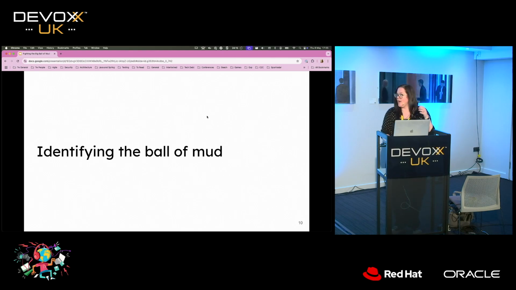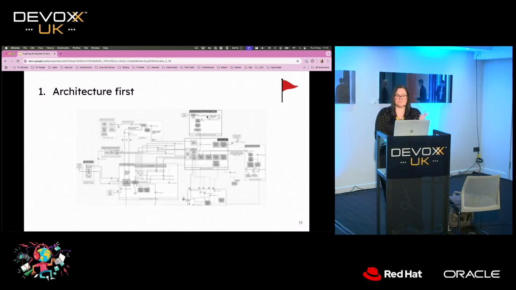So I'm going to run through 5 of the red flags that indicated to us that what we were building was turning into a big ball of mud. So red flag number 1 was that we had quite a technology-first, architecture-first approach. We had some nice diagrams that were reasonably up to date.